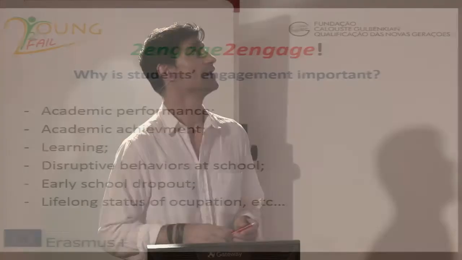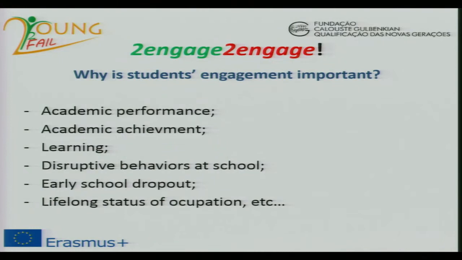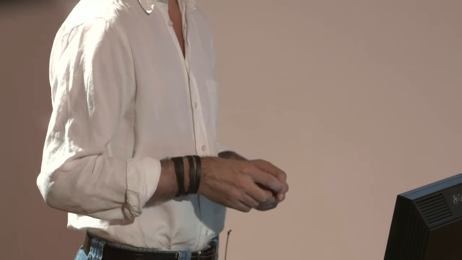It's the best predictor of learning and the several learning processes. It's also a very strong predictor of disruptive behaviors at school, for example, and in previous occasions we saw how disruptive behaviors relate to negative academic outcomes. But, most importantly to us, it's the strongest predictor of school dropout. And this is very, very important, and we'll see why.